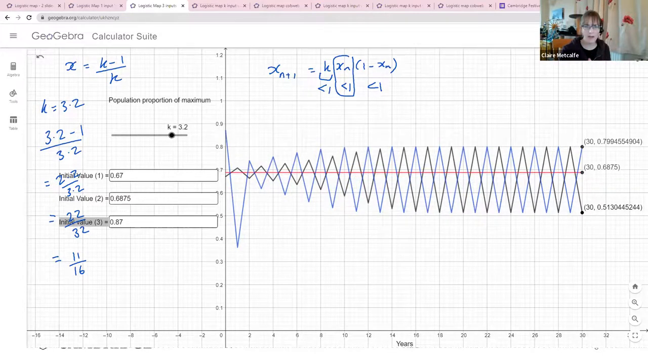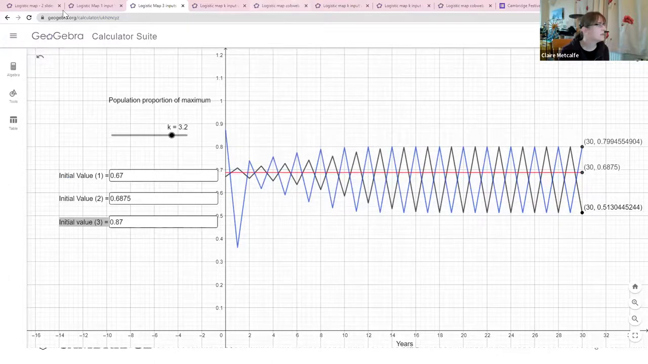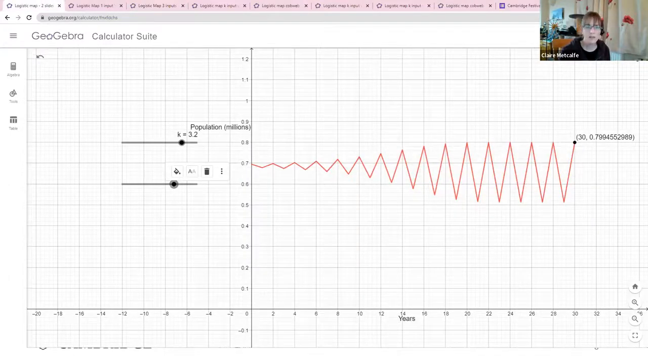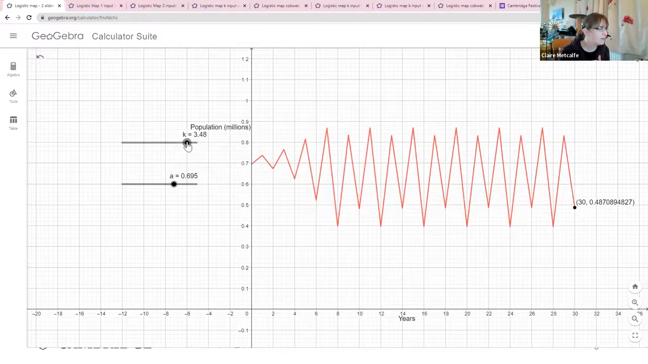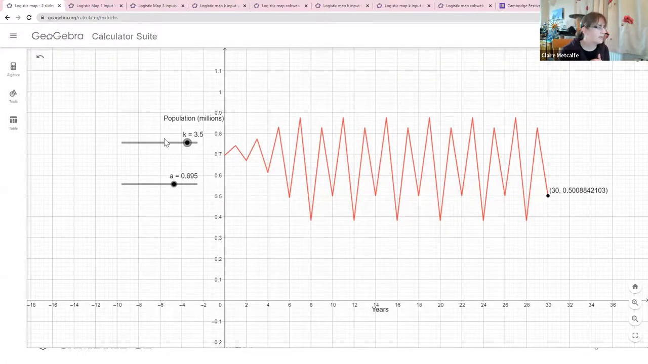I asked you for another couple of values, things where they cycle through four values. I'll try and show you an example of that. I just need to clear the drawings. Okay. So one possible place where we converge around four values, I think, is about 3.5. Try and get that about right. There we go. I'm just going to move that a bit so it's easier to see.